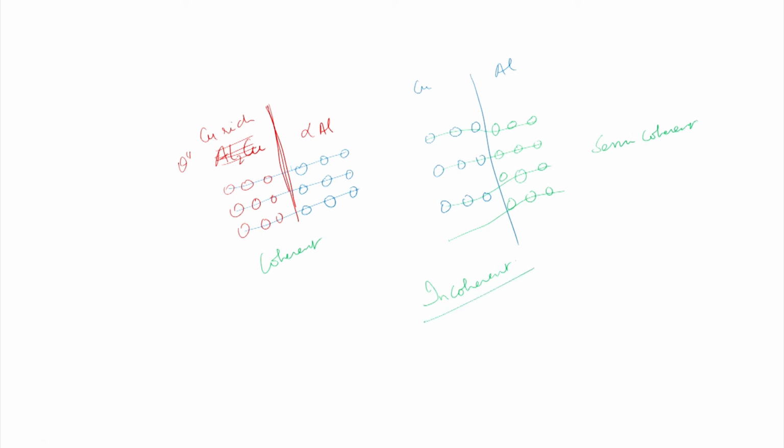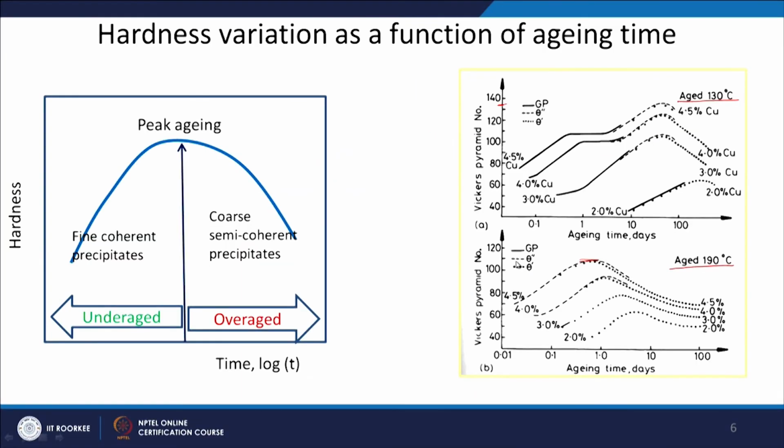Okay. So, just for understanding's sake, I am telling you about this, that you can have different types of interfaces with different types of precipitates. So, that is what you can see, the effect of that on the mechanical properties here. Okay. So, a smart person will try to do this: you can see that at 190 you are getting peak hardness at a much lower time, but the maximum hardness is low here.